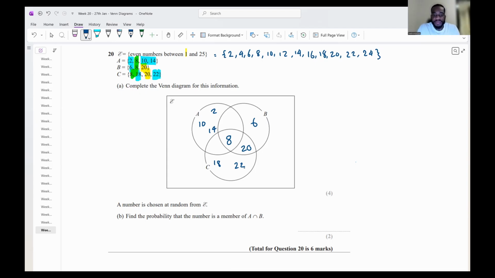Does that make sense, guys? We happy with that? Yeah, all good? That makes sense? Yeah, good stuff. And then now, what did the question say? We need to complete the Venn diagram. So now, are we finished, guys? Is this correct? Is this complete?